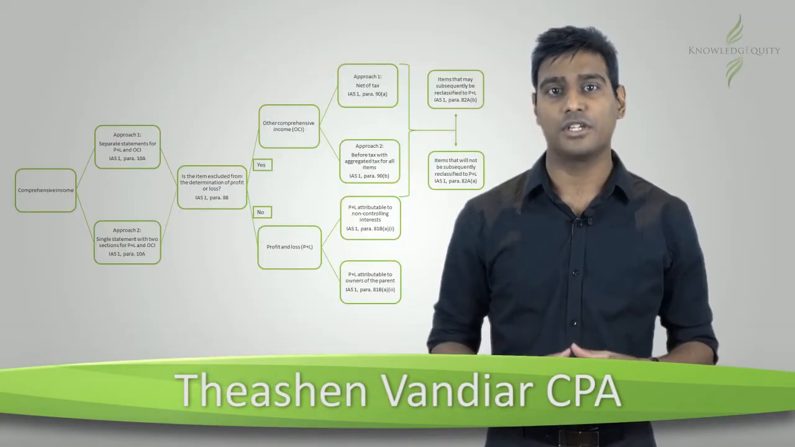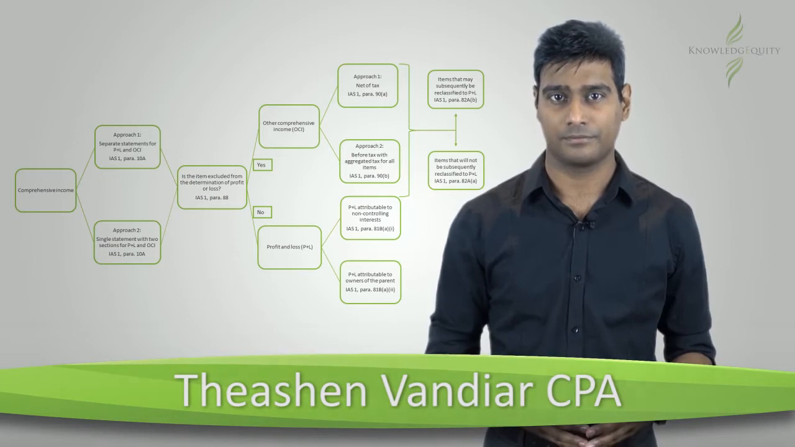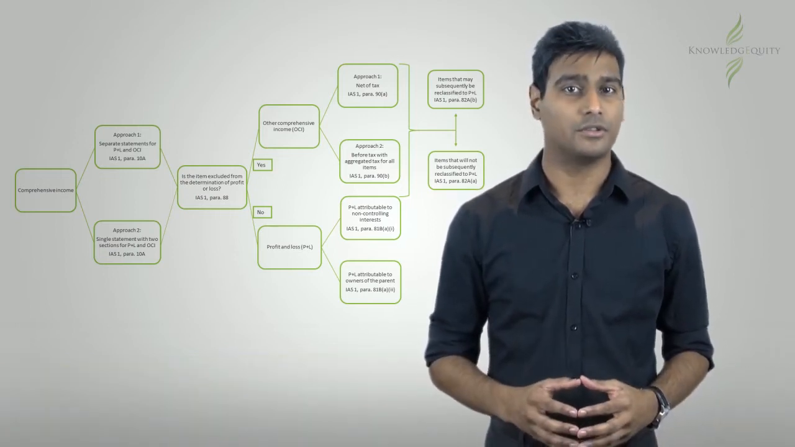Let's apply the flowchart on the disclosure of comprehensive income to an example. Have this flowchart in front of you and make your own notes as we work through the example. Before we begin, there should be note some potentially confusing terminology.